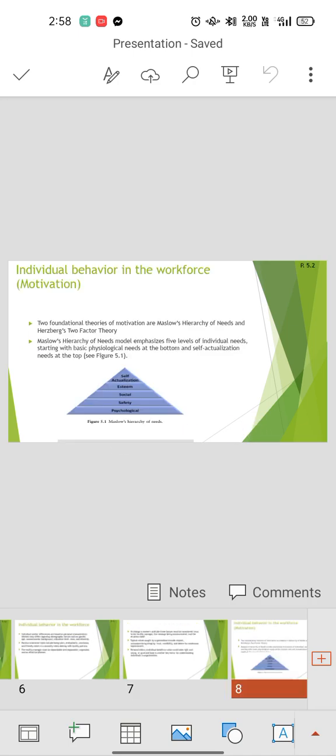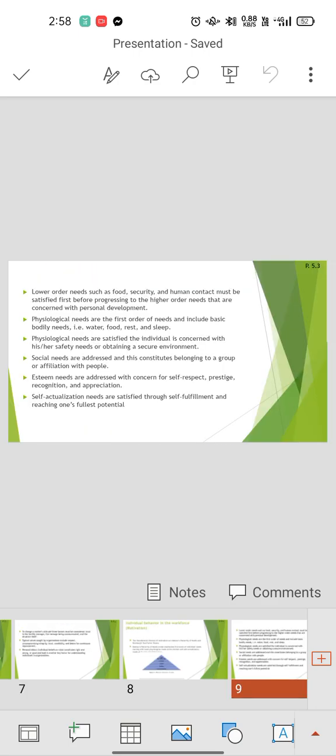Individual behavior in the workforce, motivation. Two foundational theories of motivation are Maslow's hierarchy of needs and Herzberg's two-factor theory. Maslow's hierarchy of needs model emphasizes five levels of individual needs, starting with basic physiological needs at the bottom and self-actualization needs at the top. Lower order needs such as food, security, and human contact must be satisfied first before progressing to the higher order needs that are concerned with personal development.